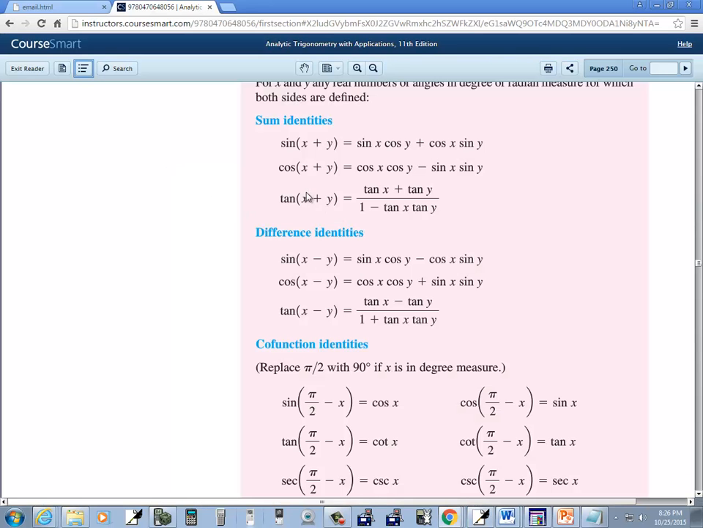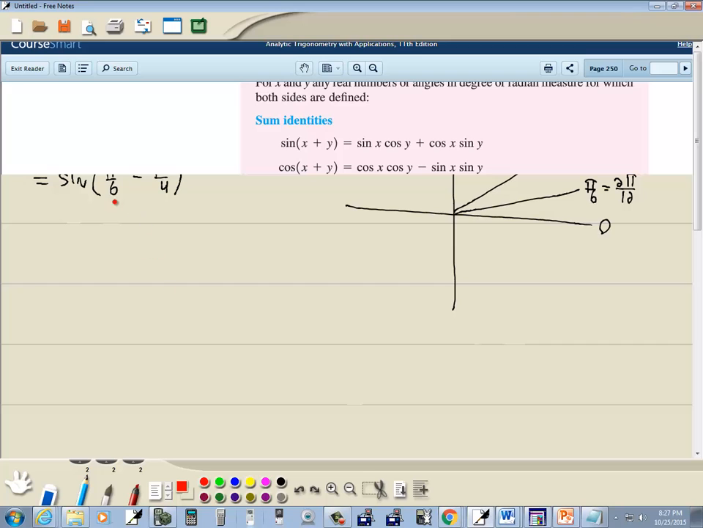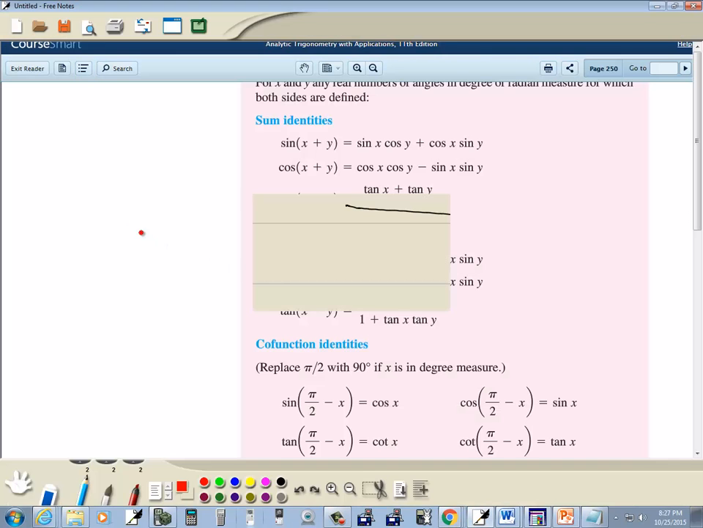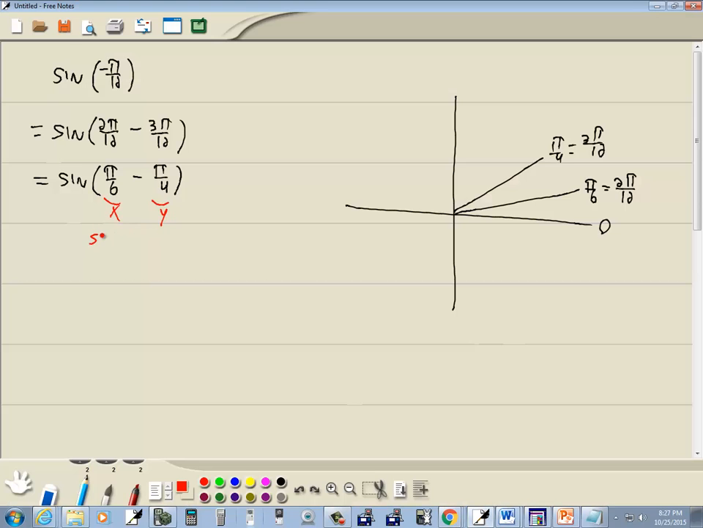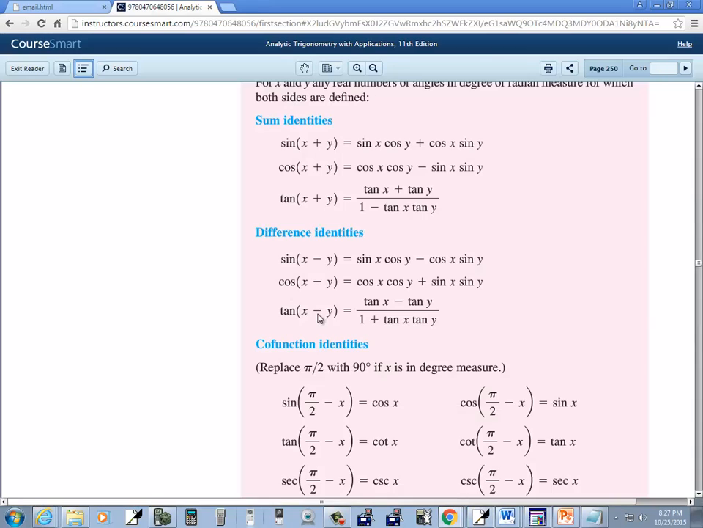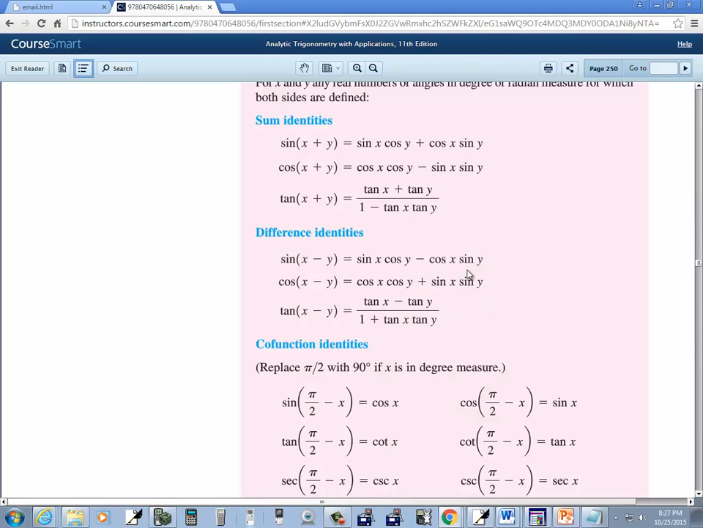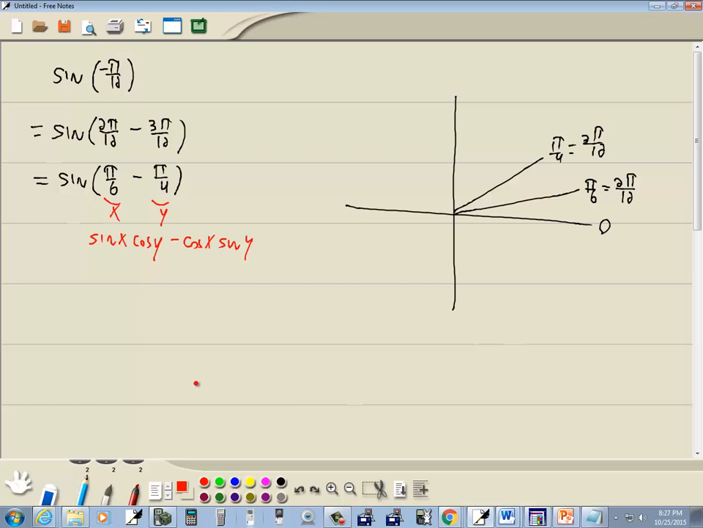So from our formula, now I got x's and y's here in the formula. We're working with the difference, so I'm down here. The first part will be the x, second part will be the y. So I'm going to go ahead and label those. This is x and this is y. And our formula is sine x cosine y minus cosine x sine y. Now let me double check. That looks good.